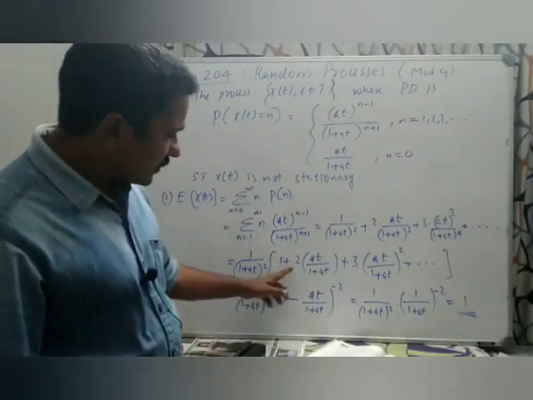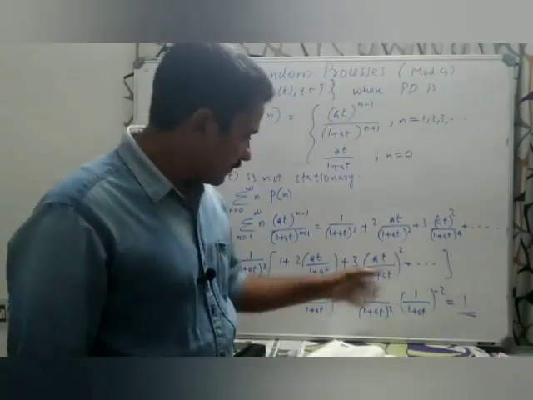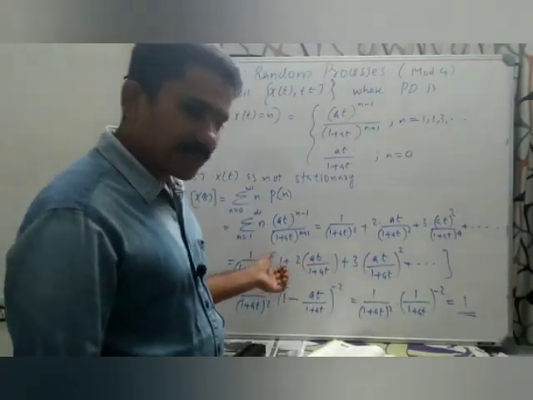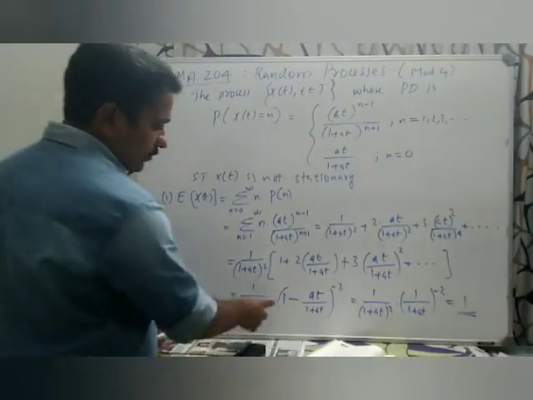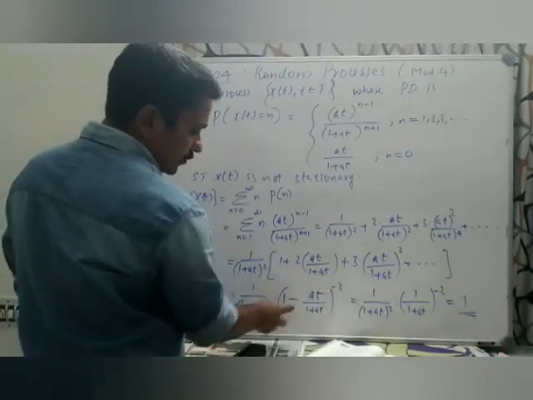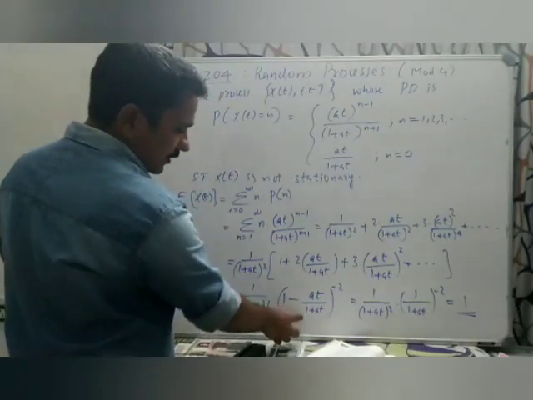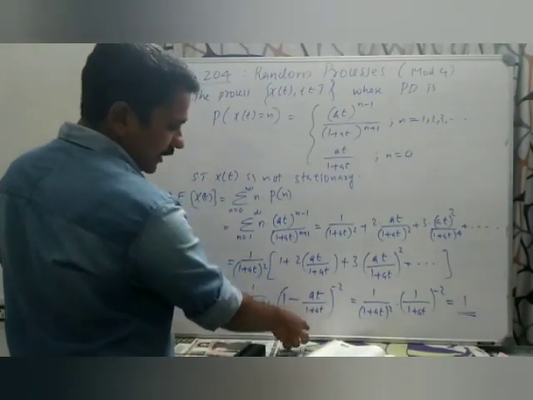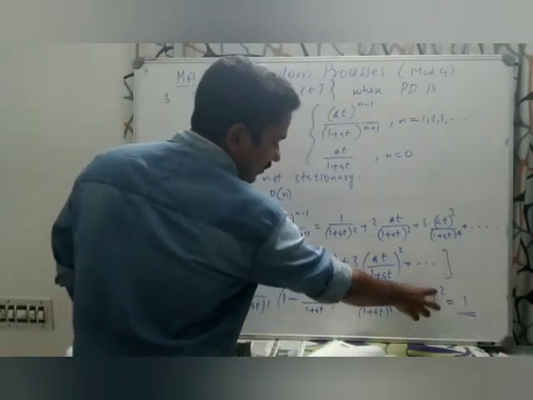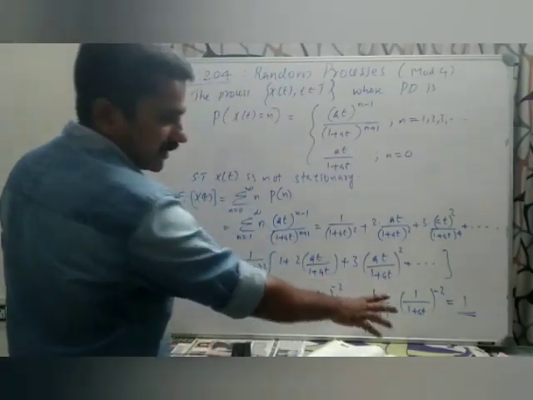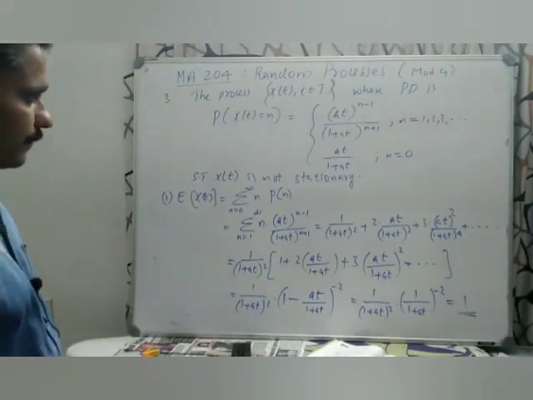and it remains 1 plus 2x plus 3x square plus etc. And this one has a standard expansion: 1 plus 2x plus 3x square plus etc. is (1 minus x) the whole raised to minus 2. Take the LCM, 1 plus at minus at, at will be cancelled, and then 1 by (1+at) the whole square times (1+at) the whole raised to minus 2. These two terms will be cancelled and the answer is 1. So this is the expectation.